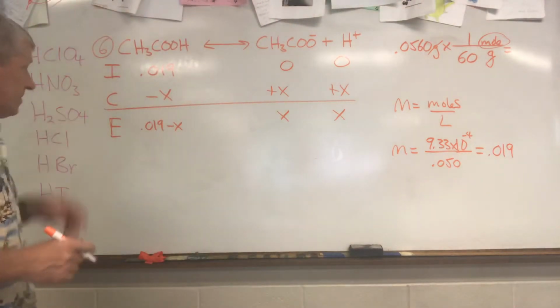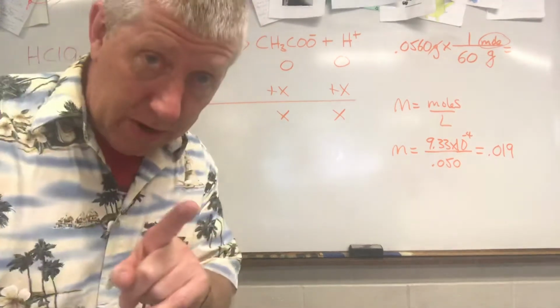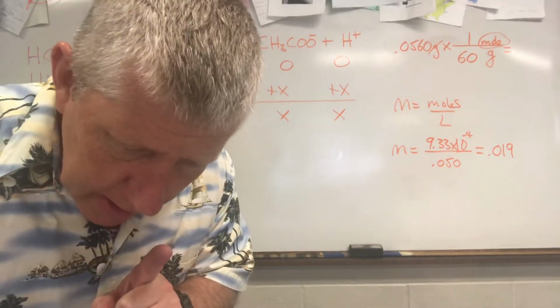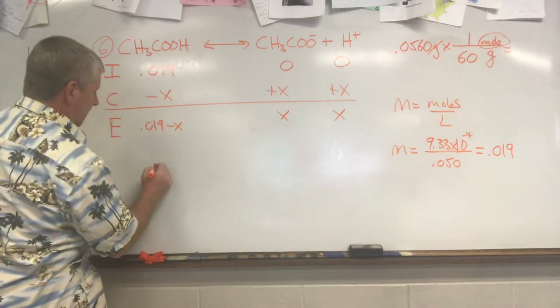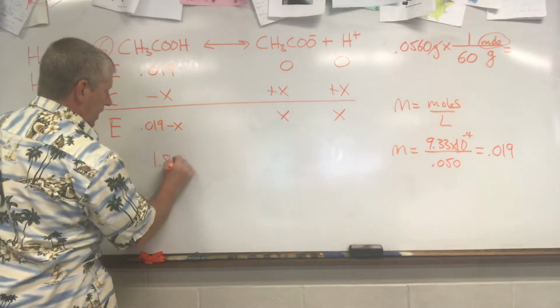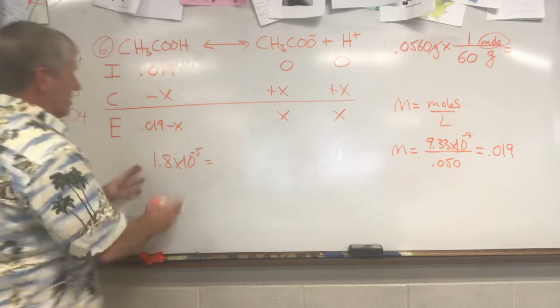K for acetic acid is 1.8 times 10 to the negative 5th, I believe, but I will verify. Trust but verify. Yeah, 1.8 times 10 to the negative 5. That's my K value, so I'm going to put that in: 1.8 times 10 to the negative 5. Okay, now that's my K value.